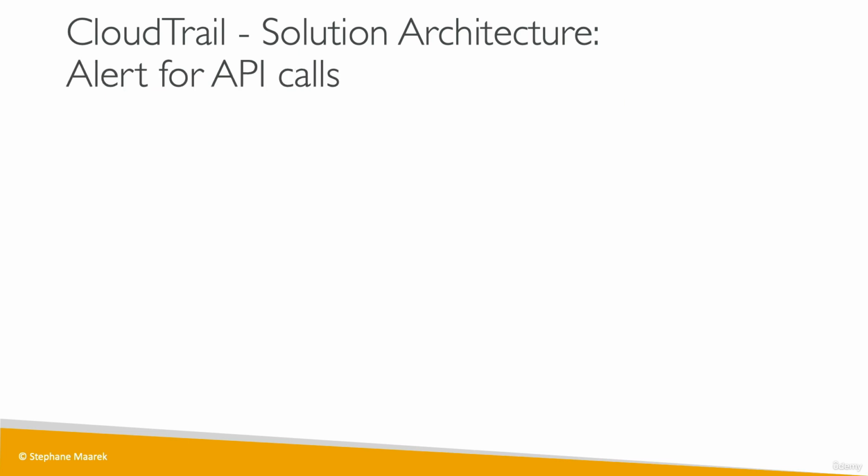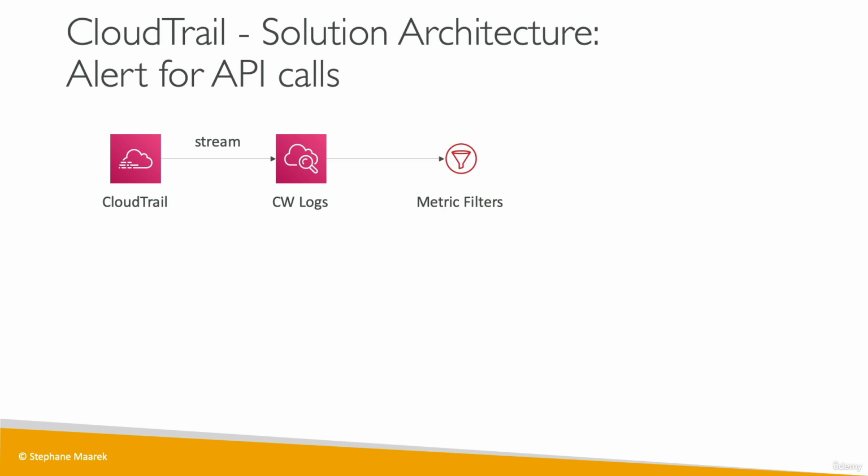Say you want to create alerts when certain API calls are done. So you have CloudTrail, and you can stream all these events into CloudWatch logs. And then from CloudWatch logs, you can open up a bunch of use cases. And one of the things you can do with CloudWatch logs is to create a metrics filter and then a CloudWatch alarm on top of it.